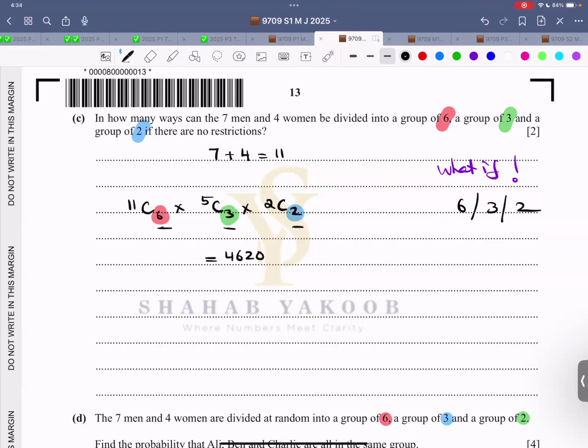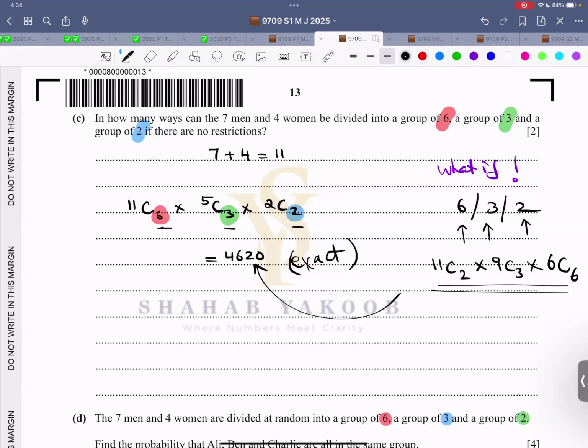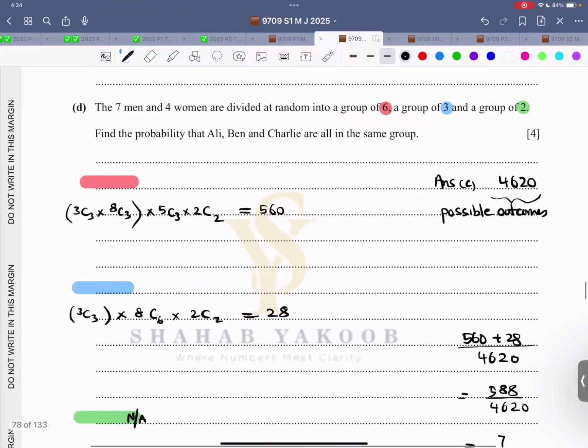Let me change the order. Let me first choose 2, then 3, then 6. So 11C2, how many are left? 9. 9C3, how many are left? 6. 6C6. Of course, this answer will exactly be the same. Again, this answer is exact. So in perms and coms, we always are working with exact answers. This thing is done.